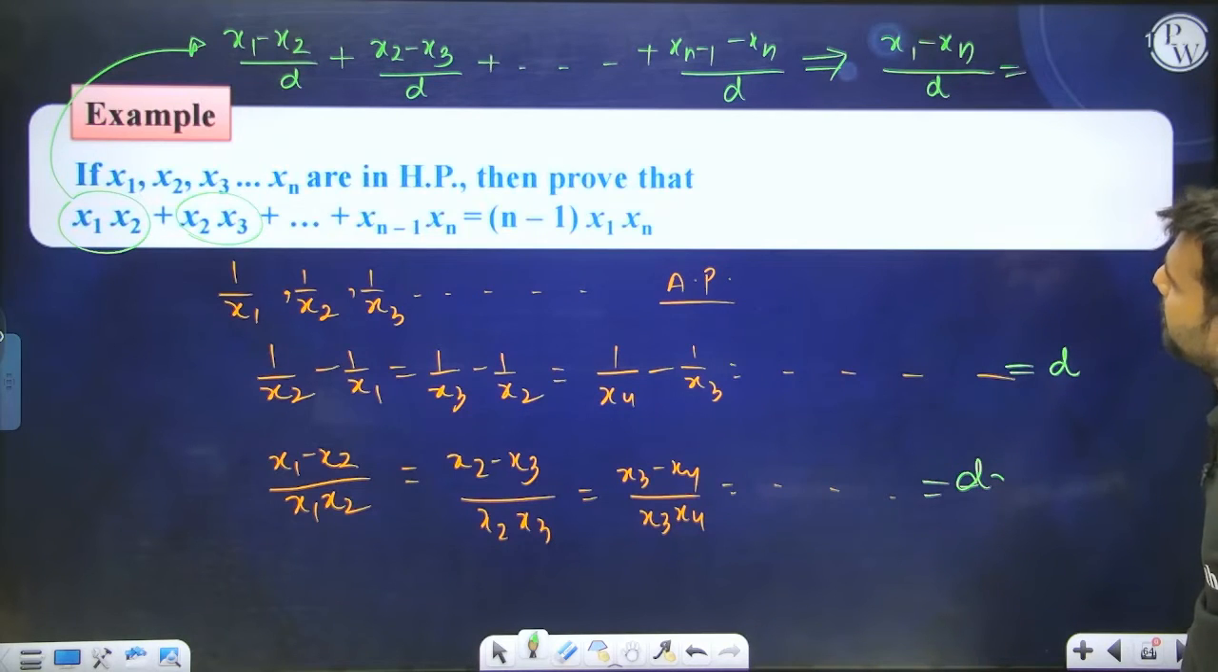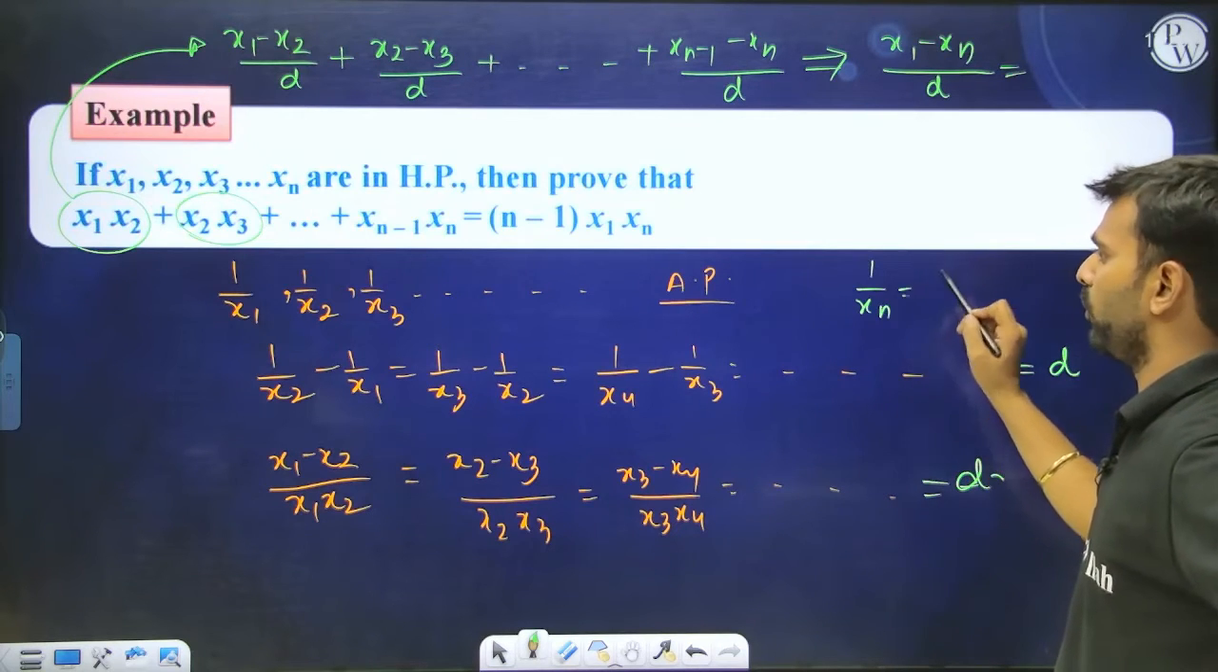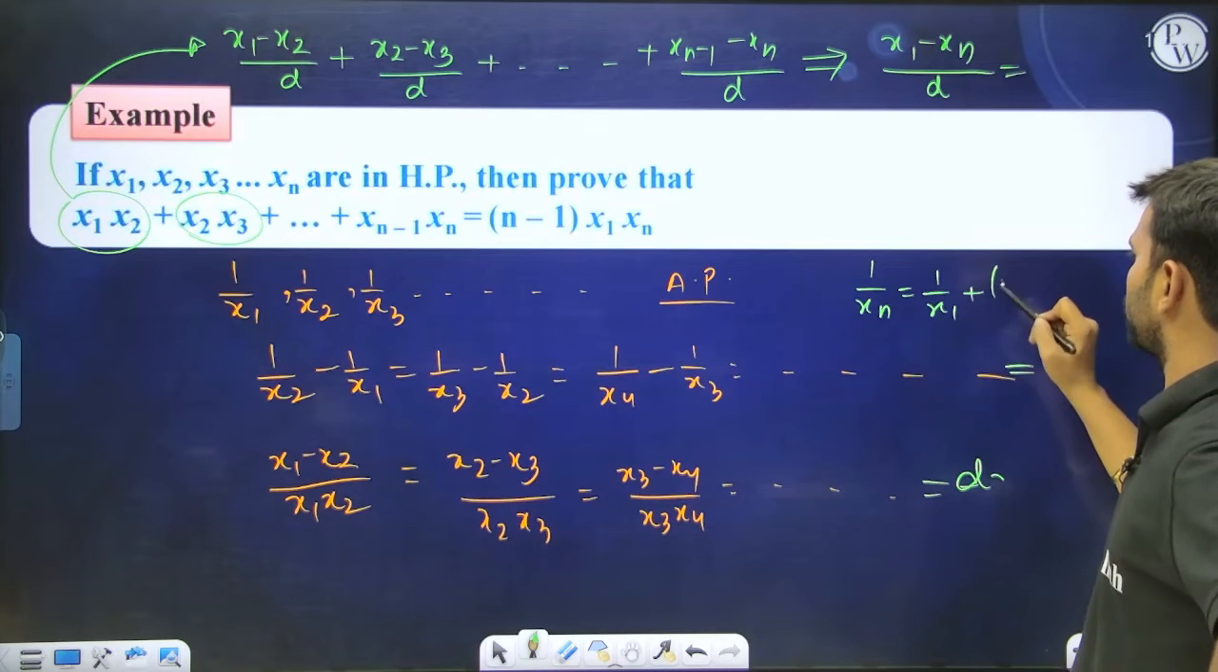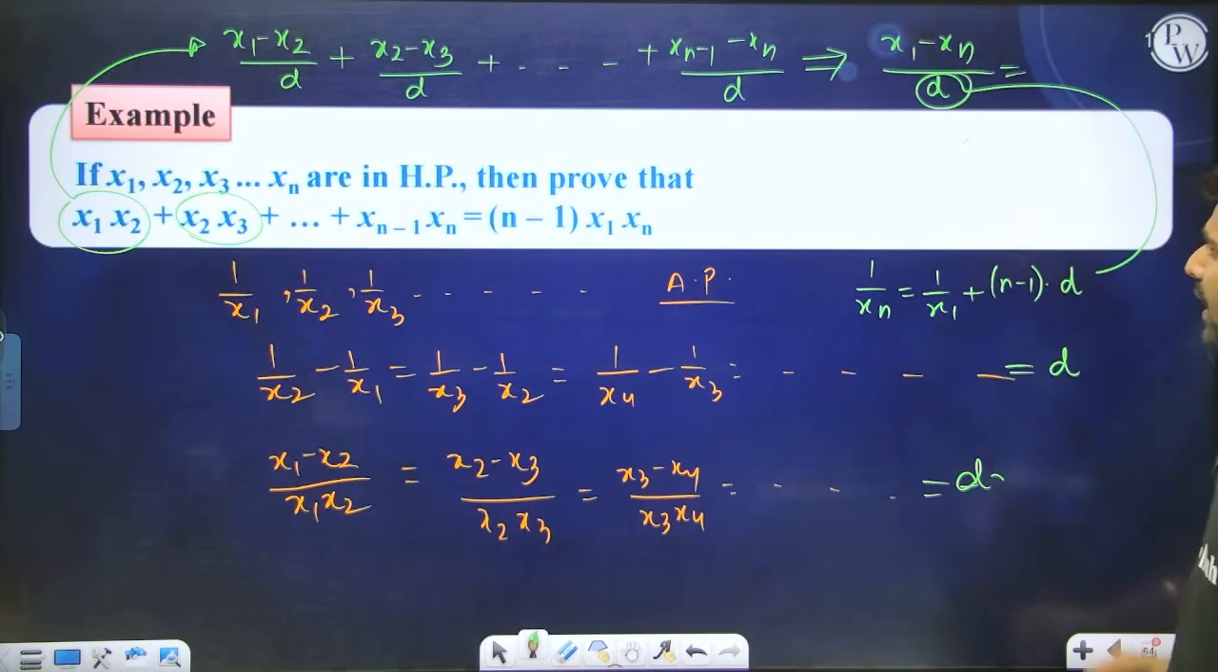Yes, right. The value of D you can write down quite comfortably without an issue. If you have got the value of D, I don't think there will be any difficulty in writing down these terms. If these are there, then 1 by xn equals 1 by x1 plus (n minus 1) into D. So from here you can get the value of D, just put it over here and the problem is solved, right?